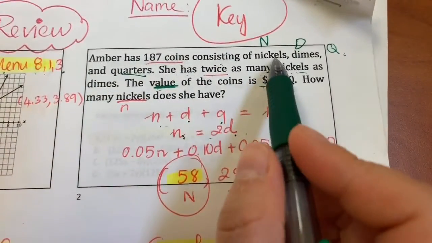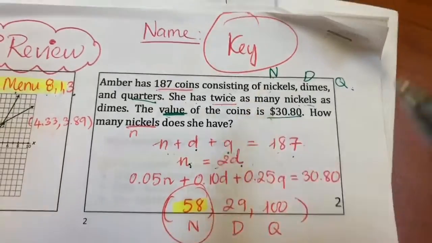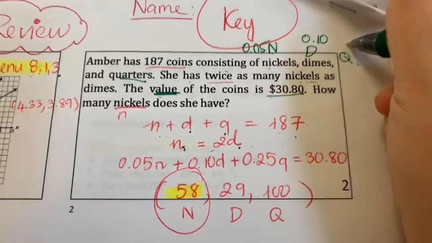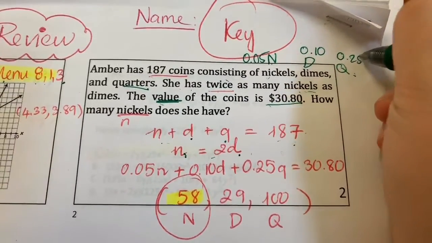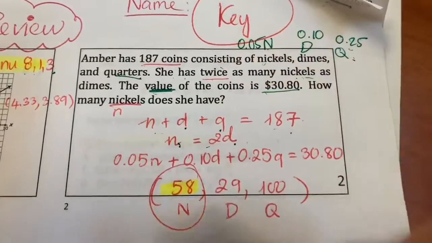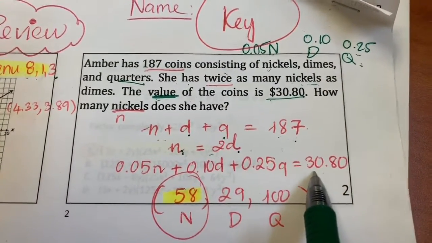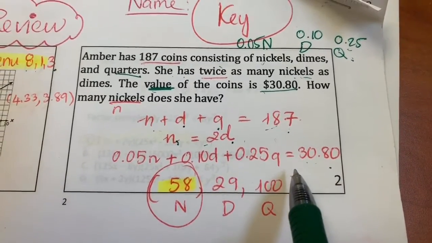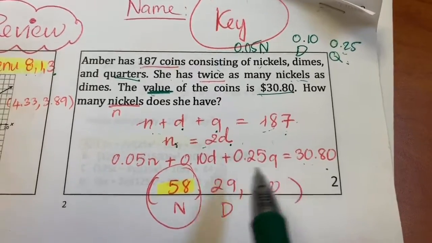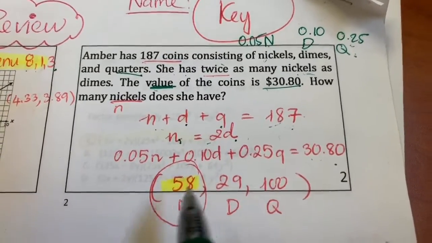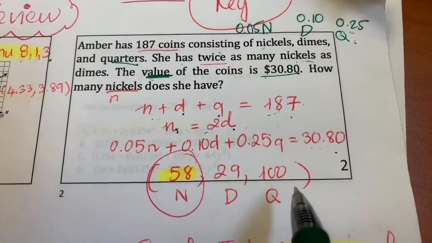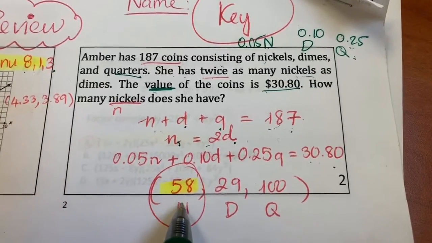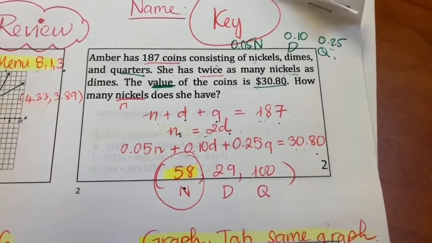So you're gonna multiply the nickel with its value in dollars, which is $0.05, and dime is 0.10. Quarter is 0.25. You multiply with each of them and you total them up by adding, equals 30.80. Now to solve this system of equations, you do menu 3, 2 in the calculator, type each of them in the way it is, make sure you change the variables into N, D, and Q, and since the question is asking for how many nickels, that means you're gonna select the one that you labeled N, 58.